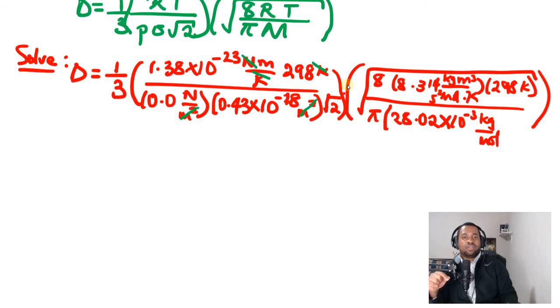We have our newtons canceling out our newtons, and we are left with meters in this particular space right here. Then inside the square root, we have a couple of things canceling out: our kelvins canceling out our kelvins, our mole canceling out our mole, and our kilograms canceling out our kilograms. What we're left with is meters cubed multiplied by seconds squared, or divided by seconds squared.